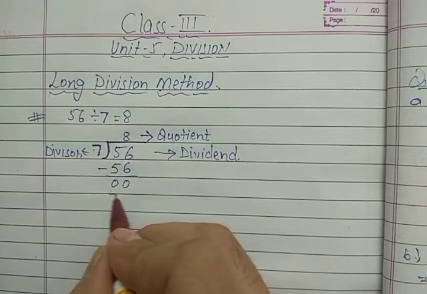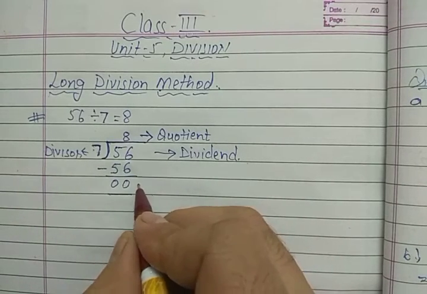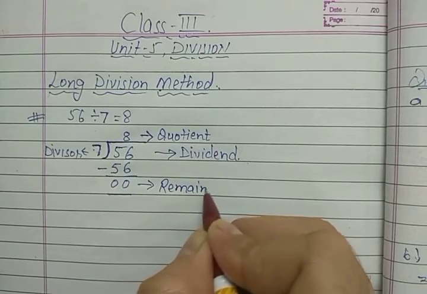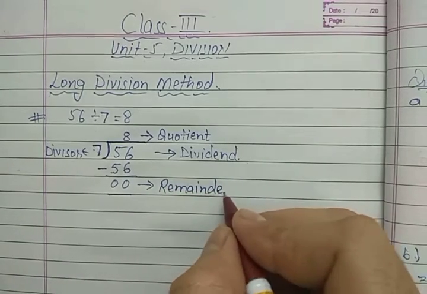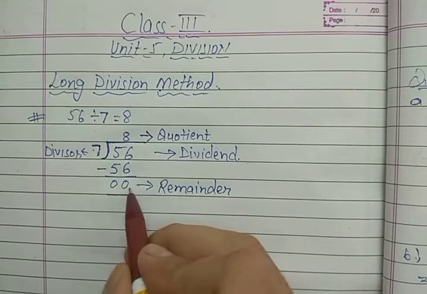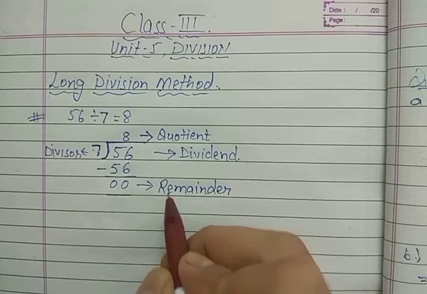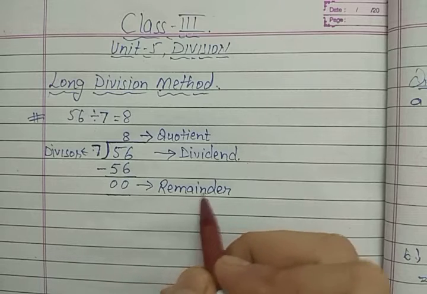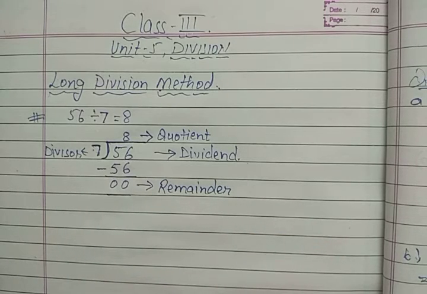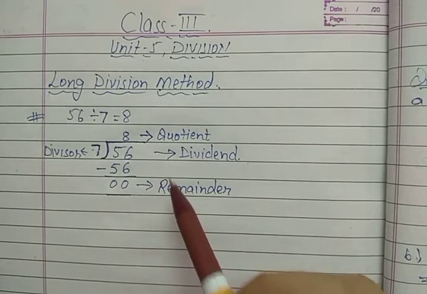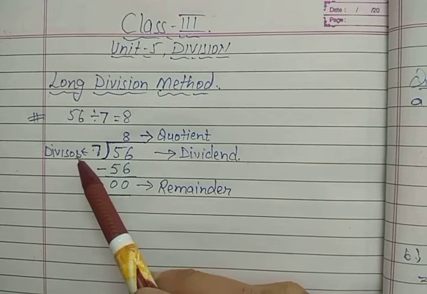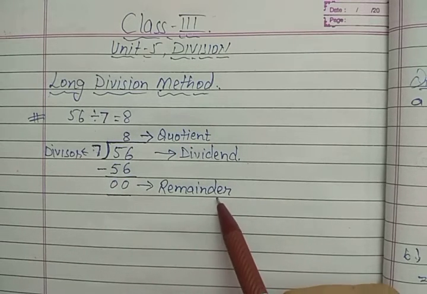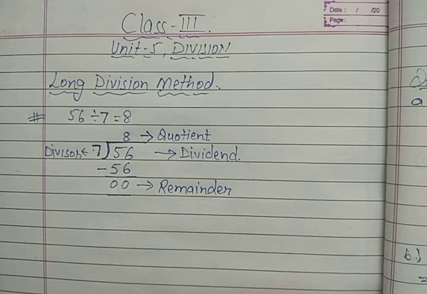So what is left at the bottom in the end, that is called the remainder. Remaining means left over. So the remainder is whatever is left at the bottom. So here our remainder is 0. This is the new term. So now we have learned one more new term. So 3 terms we have already learned: divisor, dividend and quotient. Now the new term is remainder. What is left in the end is called the remainder.